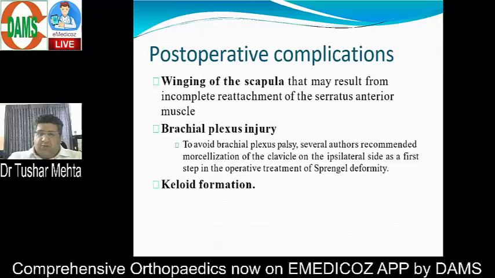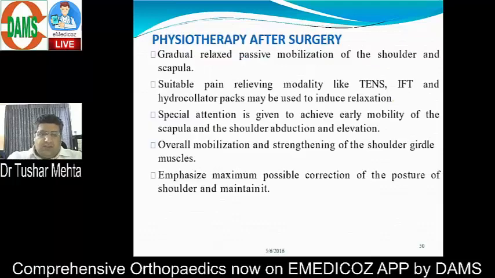Then winging of the scapula. Sometimes we try to reattach the serratus and we are not able to do that, so incomplete reattachment leads to winging. And keloid formation. It's a normal complication that can happen with any surgery, so nothing unique in it. So these are the complications, and I think with this I come to the conclusion of the surgical treatment.